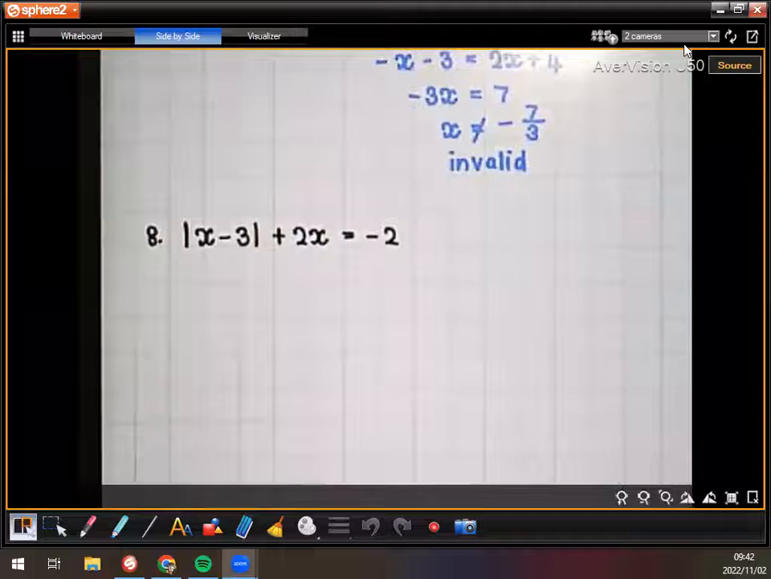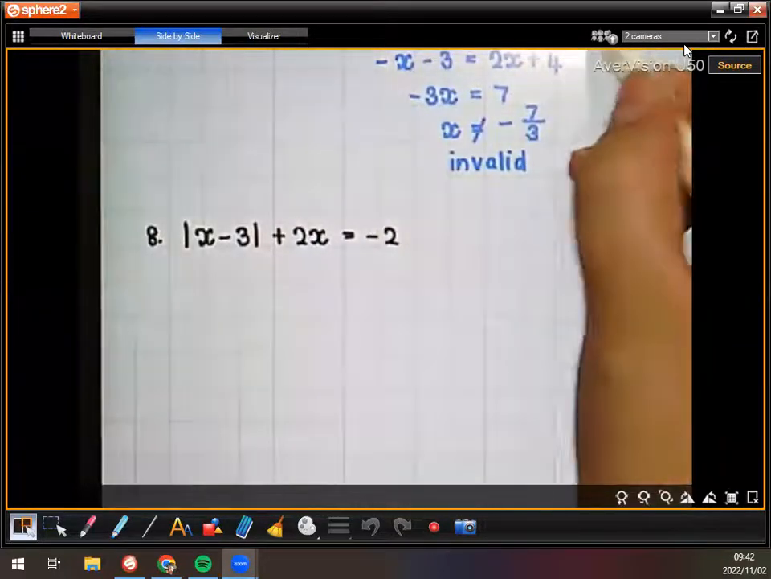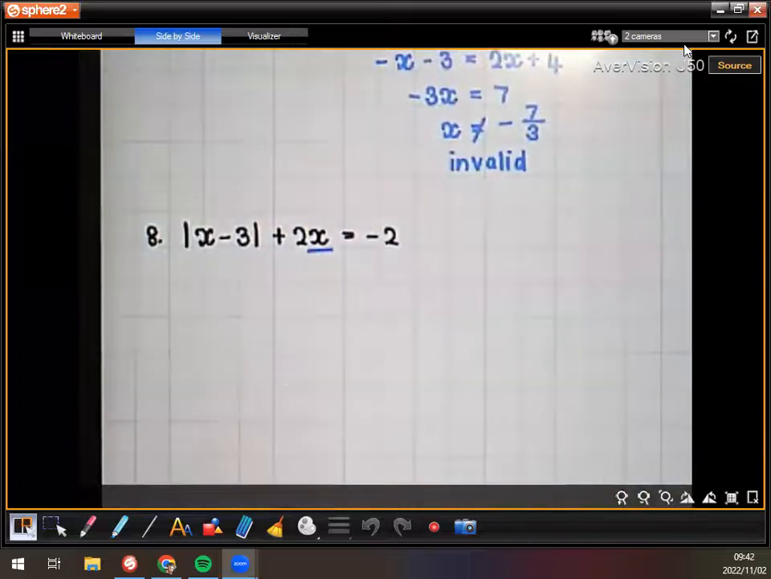Right, so that's one of your own. Because we have a 2x, because we have another x term, we're going to have to apply the definition of the absolute value, but first, get everything on the other side.